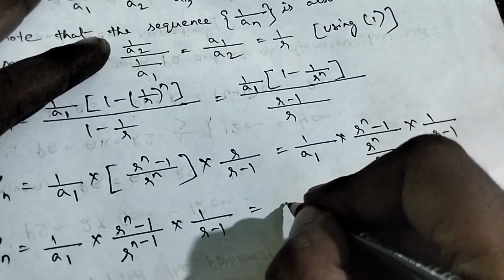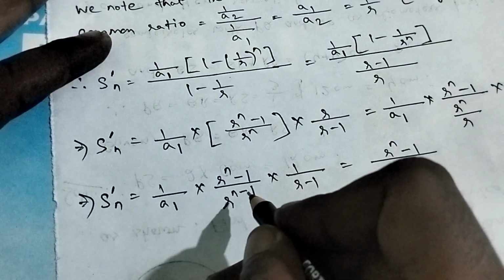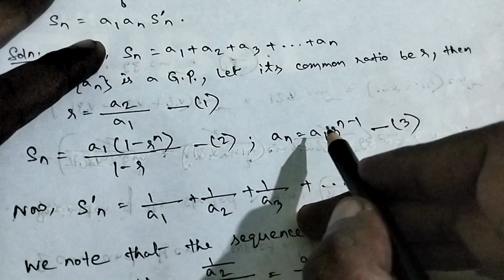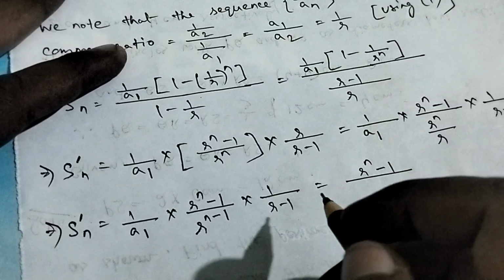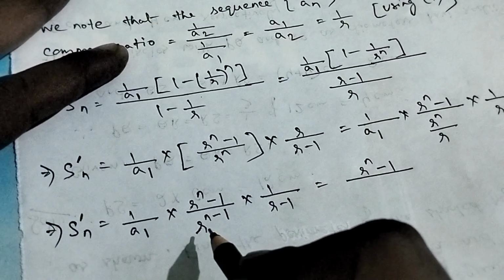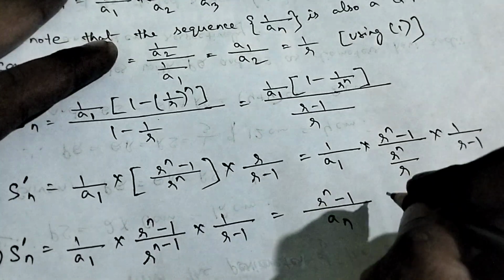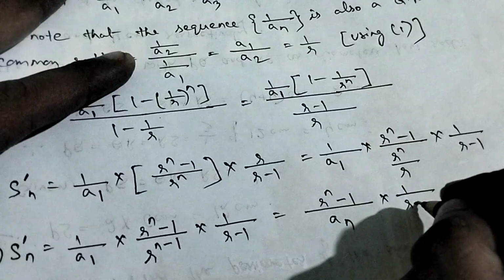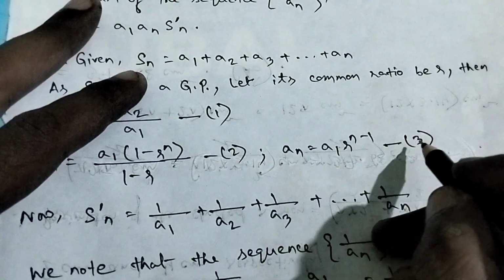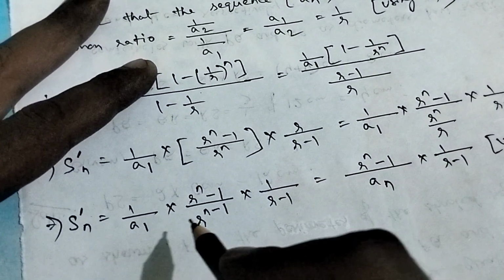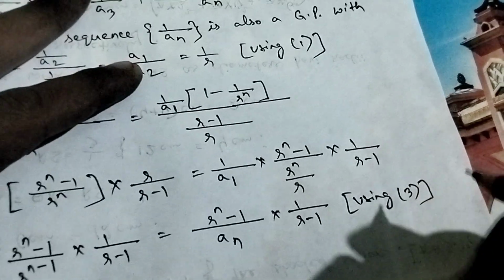So it would be r to the power n minus 1 and a1 r to the power n minus 1. a1 r to the power n minus 1 is an. Okay, so a1 into r to the power n minus 1 is an, into 1 by r minus 1. We got this using equation 3, right?